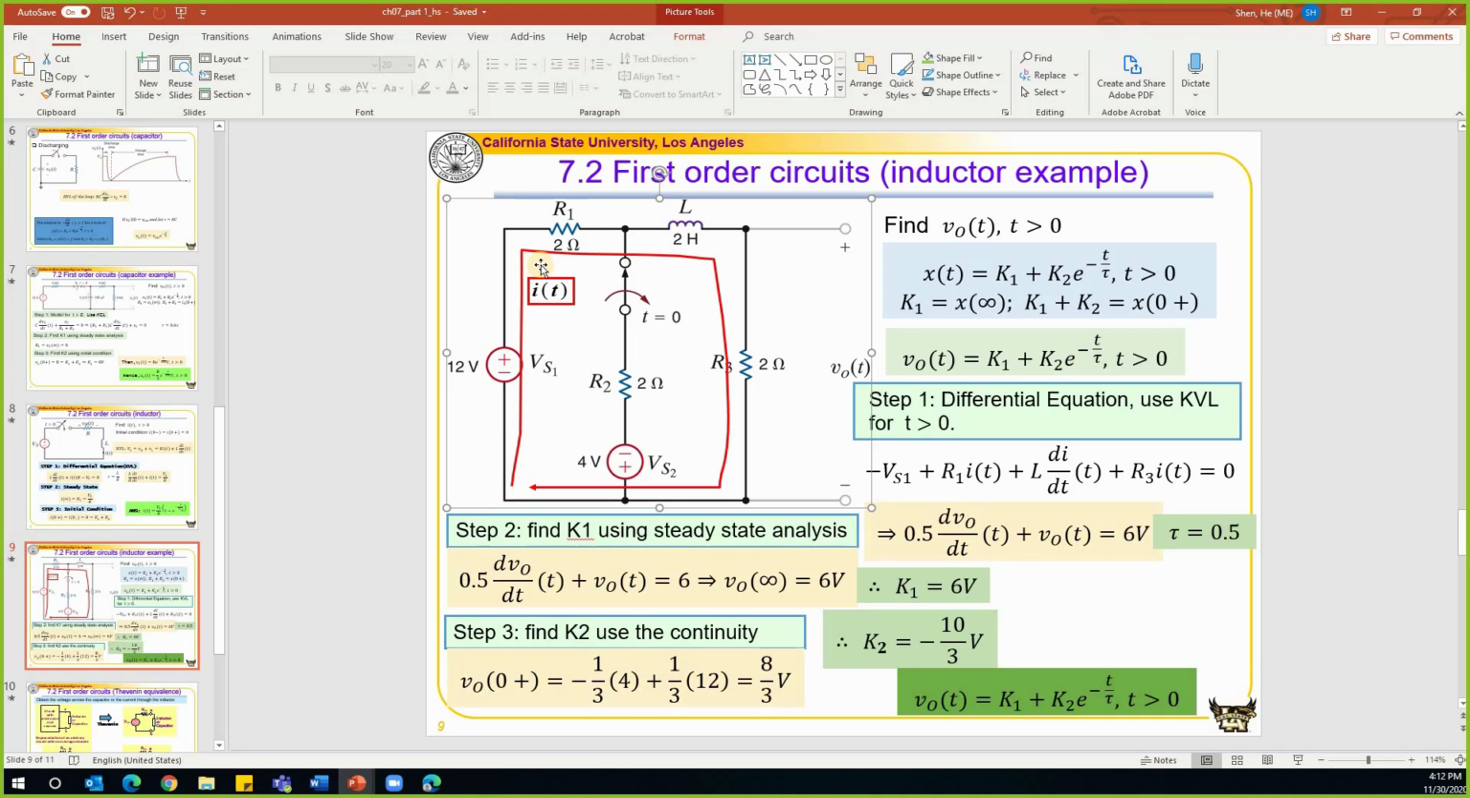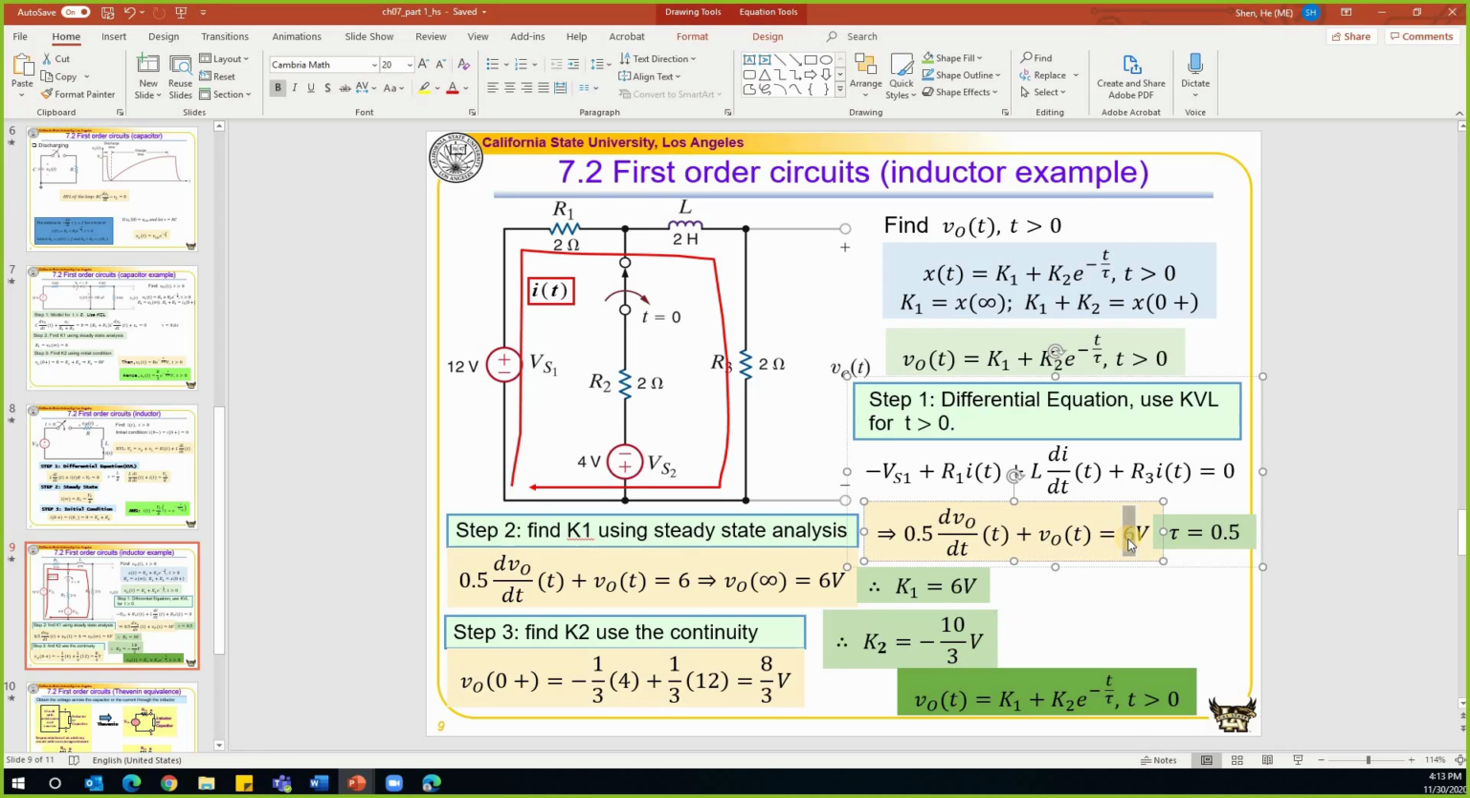So we have negative Vs, then plus the current, which is the same current, let's call it I, times R1, plus the voltage drop on this inductor, which is L di/dt, plus the voltage drop on this R3 resistor, which is I times R3, that is equal to 0. So this is how we get the differential equation. After we get this initial form, we are going to put this into a standard form. The standard form requires some constant times the derivative of a variable plus this variable that is equal to some constant.